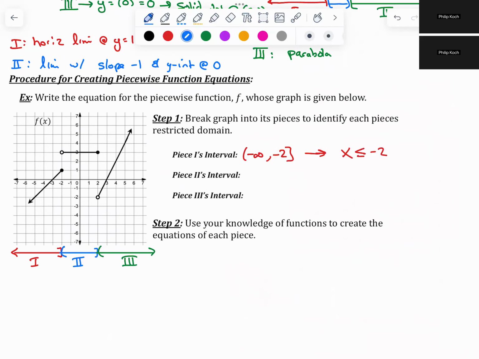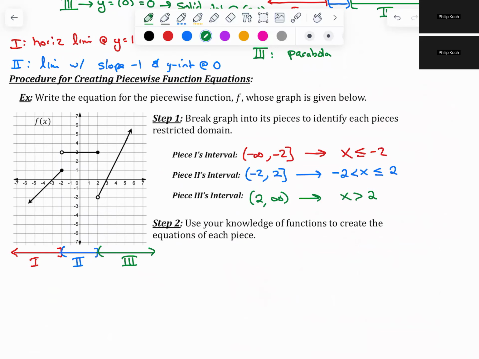Piece 2's interval is going to be parenthesis -2, comma, 2. So as an interval, that's going to be a compound interval. That's going to be -2 is less than x is less than or equal to 2. And then piece 3 is going to be parenthesis 2 and beyond, 2 to infinity. So that's going to be x is greater than 2. Any questions on that? Good so far?